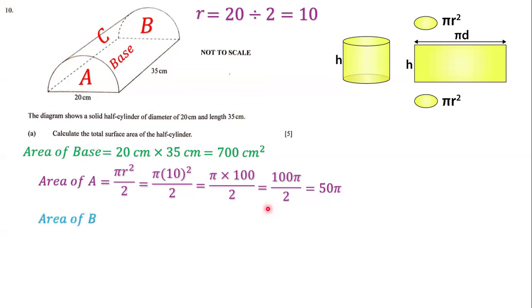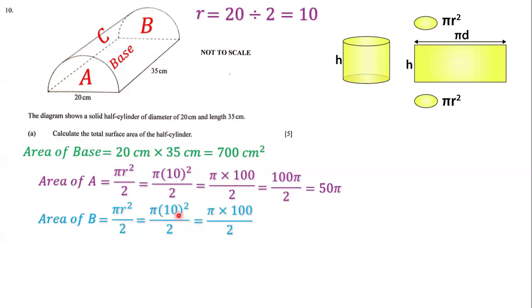Next, we need to figure out what is the area of B. But the area of B is also a semicircle, okay, with the same diameter. And so that means that we can use the formula pi r squared all over 2. And we know what r is. R is still 10 because it's the same diameter and hence the same radius. So it's going to be pi times 10 squared all over 2.